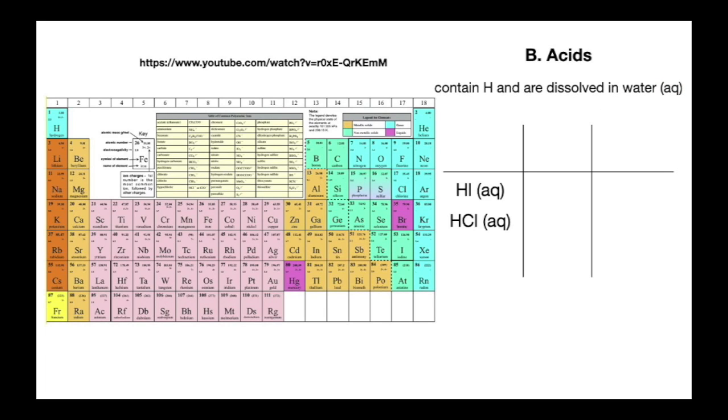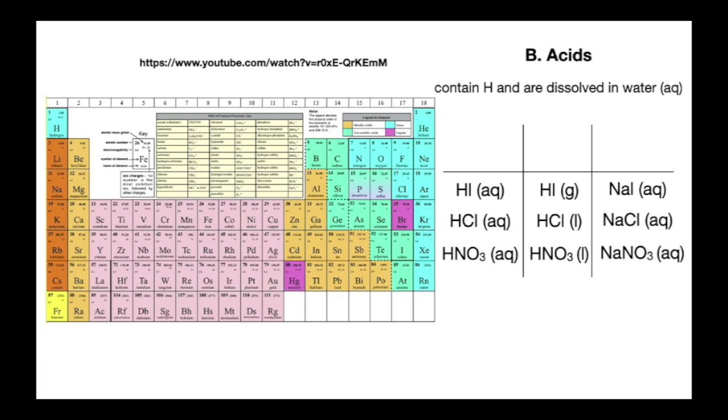Okay, so I'm going to put up a bunch of examples. All right, so those would be acids. Those would not be, they'd just be compounds. Those would be compounds dissolved in water. Okay, let me explain it. So this compound has an H and it's aqueous. It's an acid. H, aqueous. Acid.